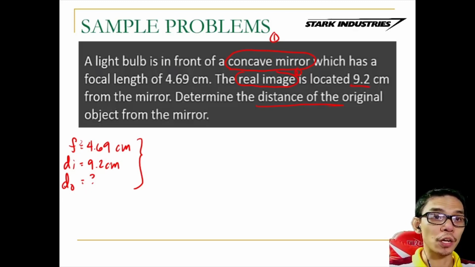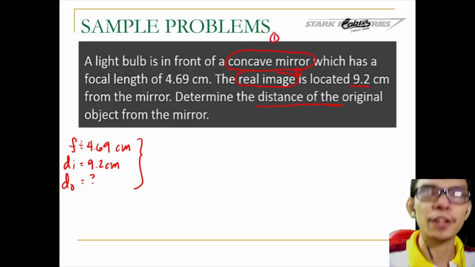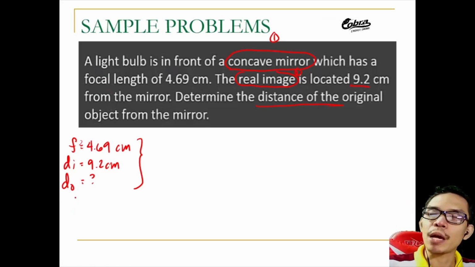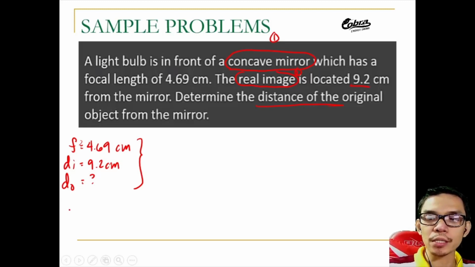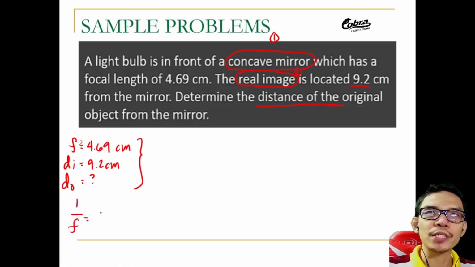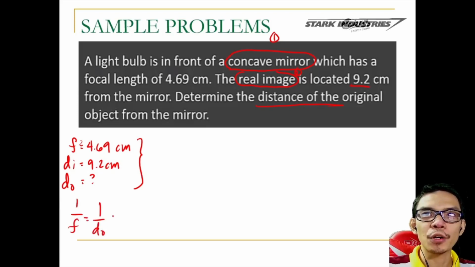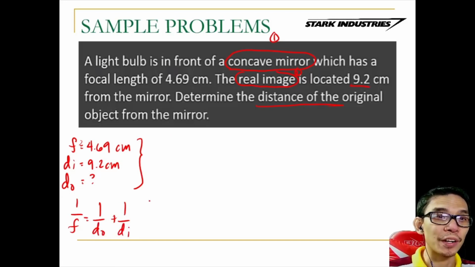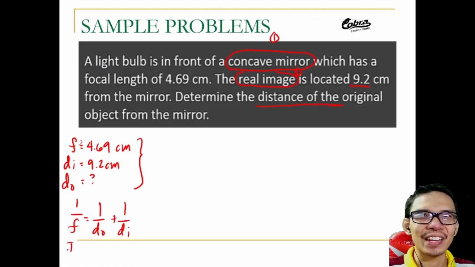So we can now solve for this one. The formula that we are going to use here is the mirror formula: 1 over f is equal to 1 over d sub o plus 1 over d sub i. There's a mnemonic you can use: if I do, I die. Like this.